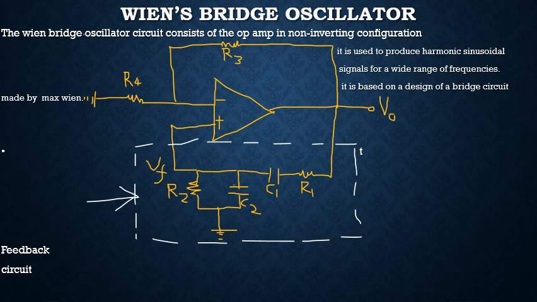Now we see that the feedback circuit of a Wien Bridge oscillator basically consists of a series RC circuit and a parallel RC circuit. This type of circuit is used to feed back the output voltage to the input.